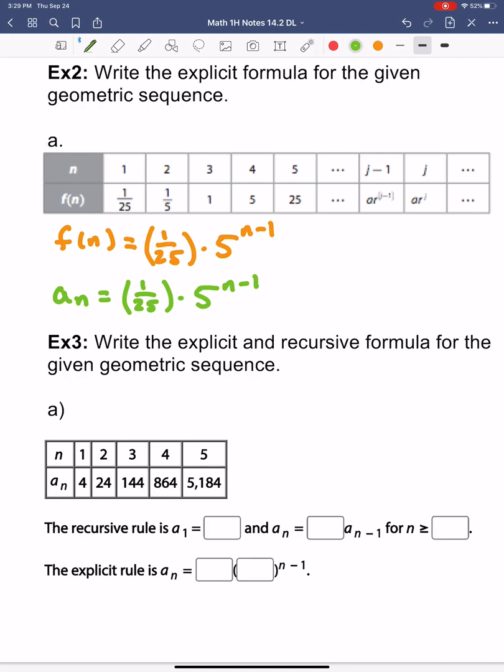Same idea. They're giving you a sequence here. We know this is a geometric sequence because we are multiplying by some number. In this case, it looks like we're multiplying by 6 each time. Okay, and so then they have a couple different boxes here.